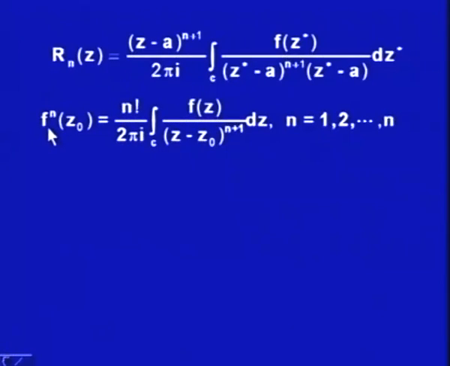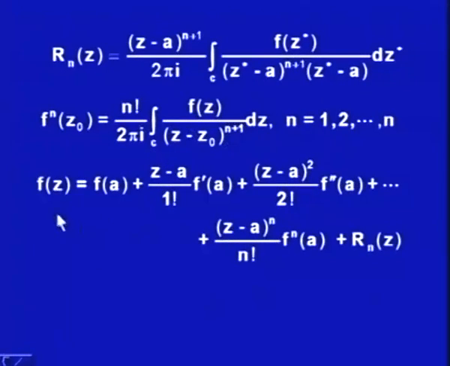And we know from our formulae for derivatives, f^(n)(z0) is equal to n factorial over 2 pi i, integral of f(z) over (z minus z0) raised to power n plus 1 dz. Now, this is a known formula for n equal to 1 to n. So, the nth derivative will be given by this integral over the closed curve C.